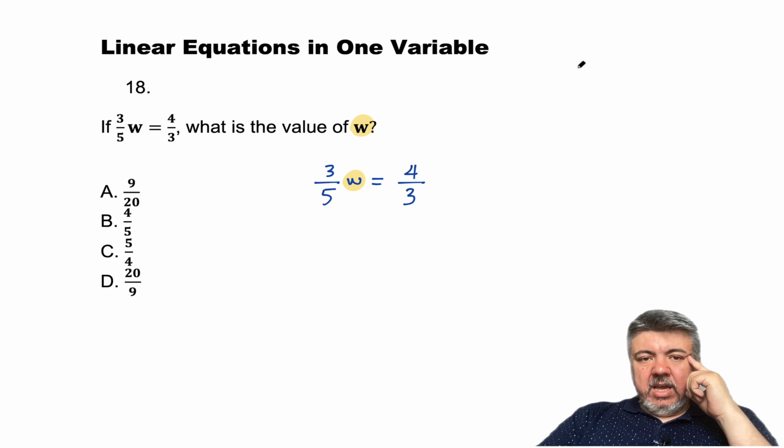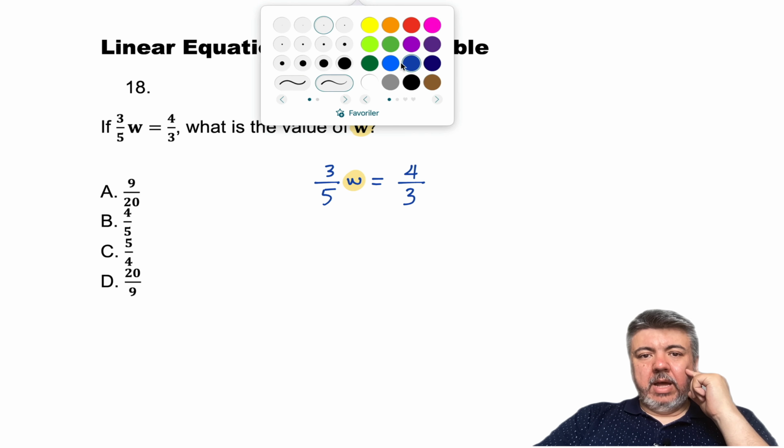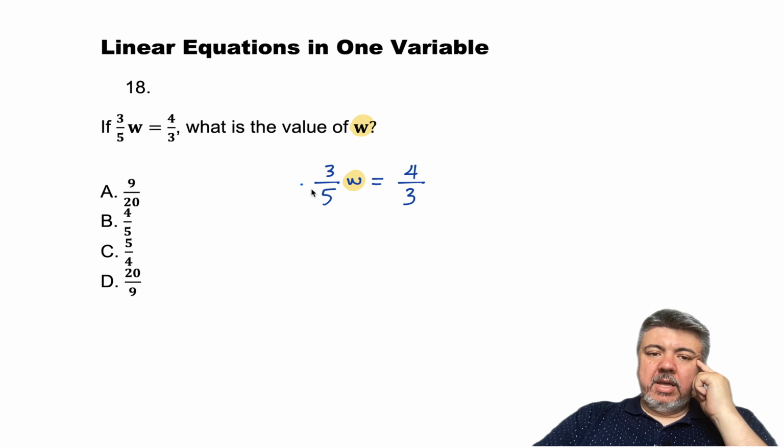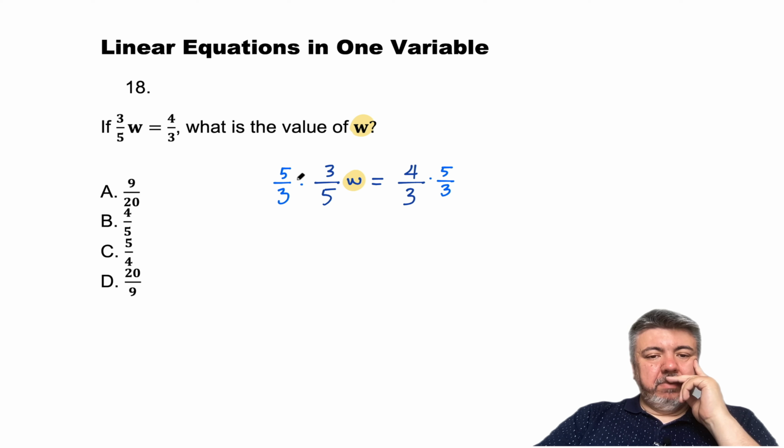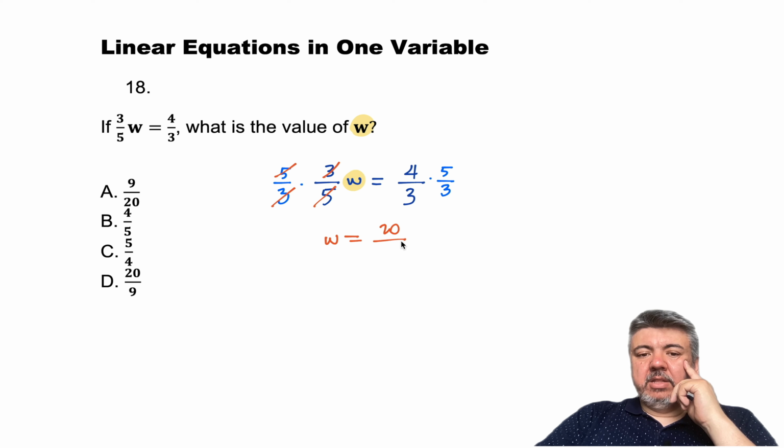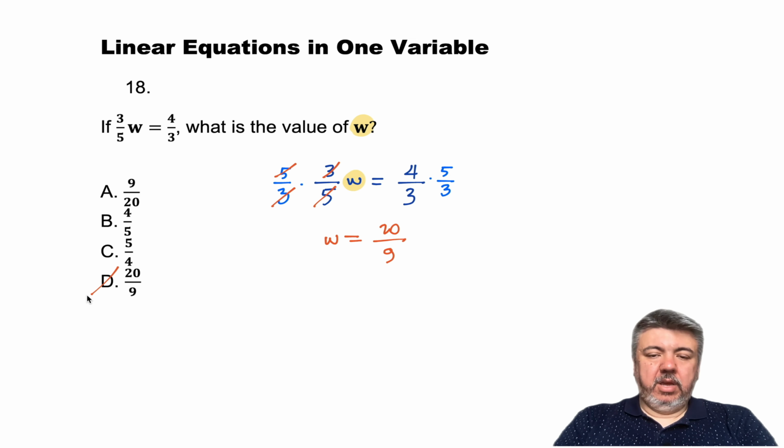Okay, there is a single trick we can do, like multiplying by the opposite, like 5 over 3, on both sides. After multiplying by 5 over 3, the 5's cancel and the 3's cancel, and w is on the left. Now it is 20 in the numerator and 9 in the denominator, choice D, okay?